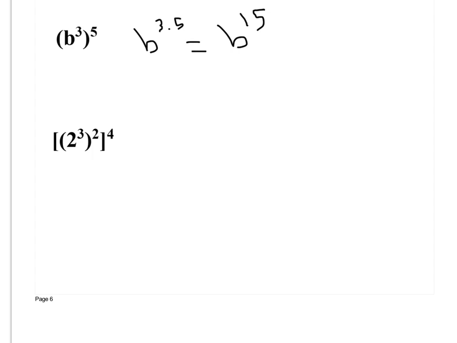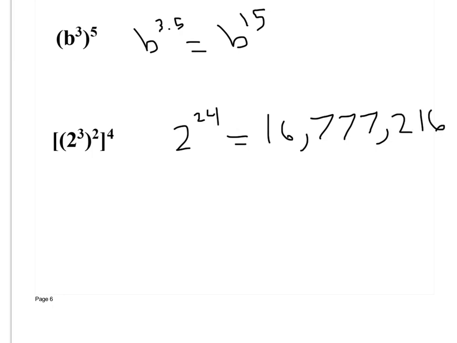Here you've got 2 cubed, raised to the 2nd power, raised to the 4th power. All you do is multiply all those. 3 times 2 is 6, 6 times 4 is 24. Now in some of these you might have to work out, which if you did, you would find that 2 raised to the 24th power is 16,777,216. Did you figure that up in your head?